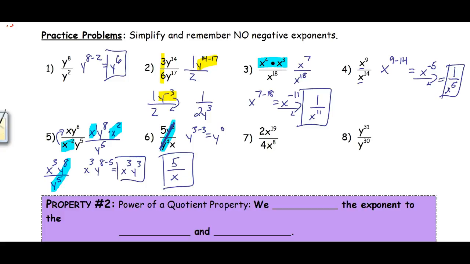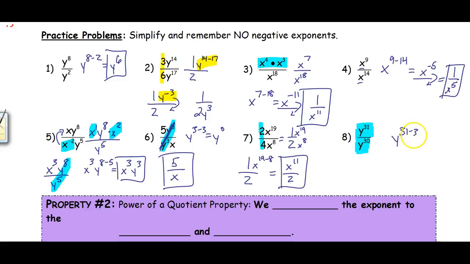Number 7, let's simplify our fraction out front. So 2 divided by 4 is 1/2. X to the 19th over x to the 8th. So now you're going to do 1/2 x, 19 minus 8. You get x to the 11th over 2. You do not need a 1 there, so I'm not going to write it. All right, number 8. I'm going to subtract, since you're dividing numbers with the same base. Subtract your exponents, and you just get y.